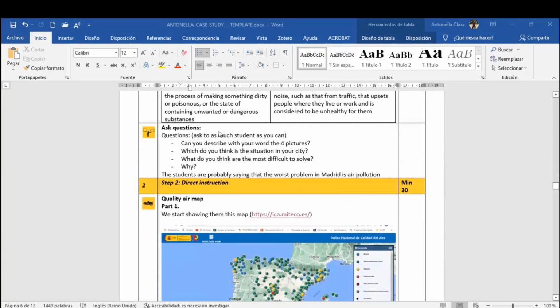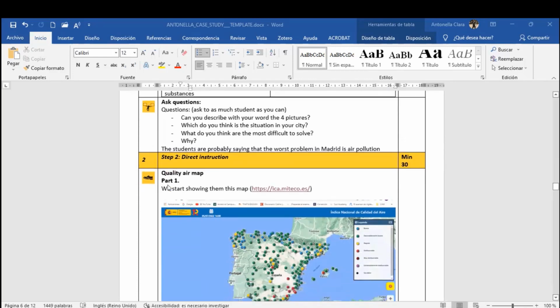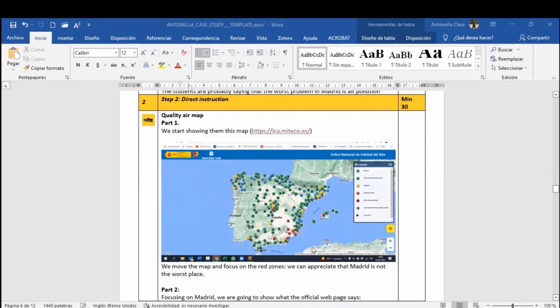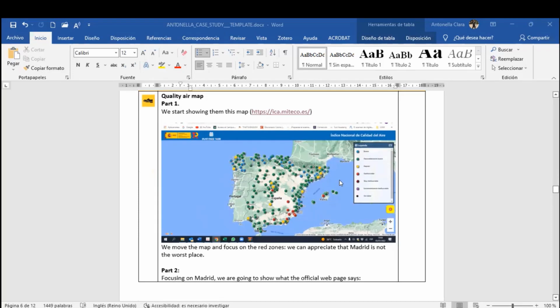So knowing Madrid, it's probable that they are going to answer the most important problem in Madrid is the air pollution. And so at this point, I will show a map. This is a map of air quality all over Spain. And the students will see that Madrid is not the worst city in Spain, but the cities on the coast.